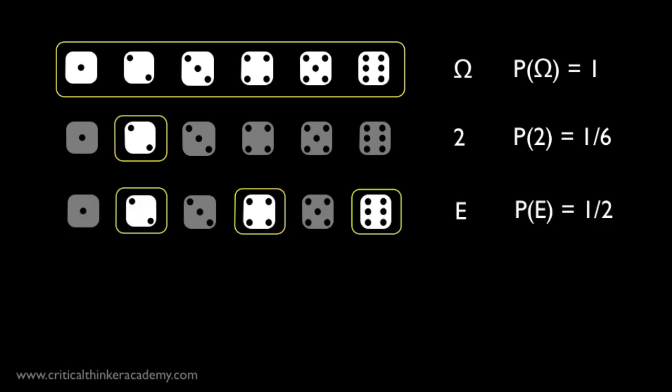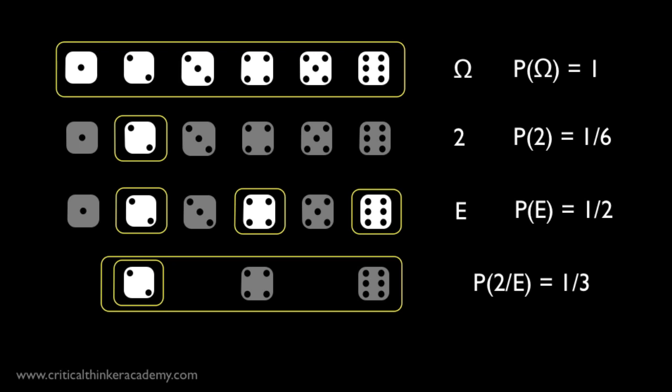The event of rolling an even number is a different, larger subset. It takes up exactly 1/2 of the total area, so the probability is 1/2. Now, if we're considering the probability of rolling a 2 given that it's even, we're dealing with a reduced sample space. We're treating the evens as the new sample space, and looking at the proportion of events corresponding to the number 2 as a fraction of this new sample space. And we get the answer 1/3.